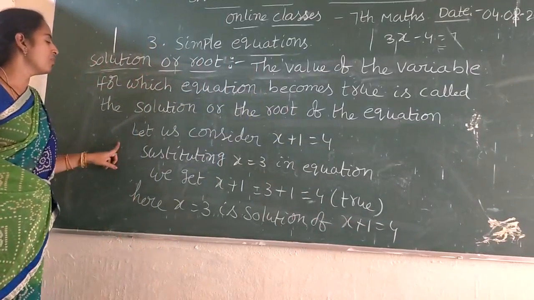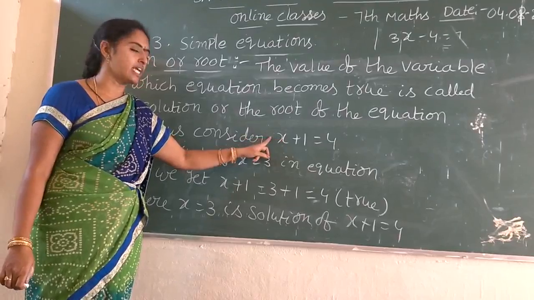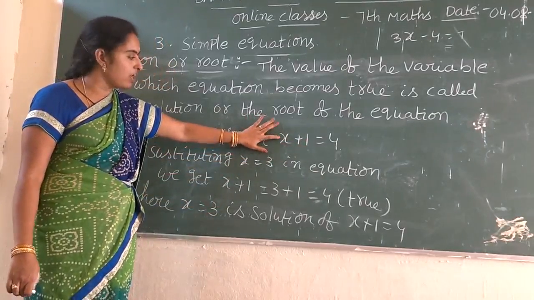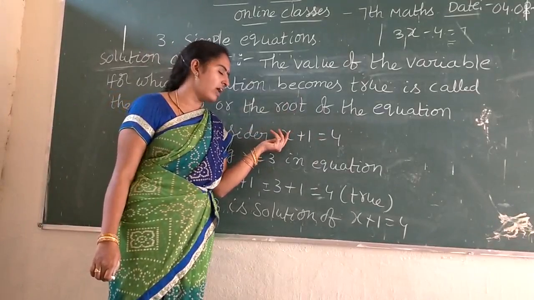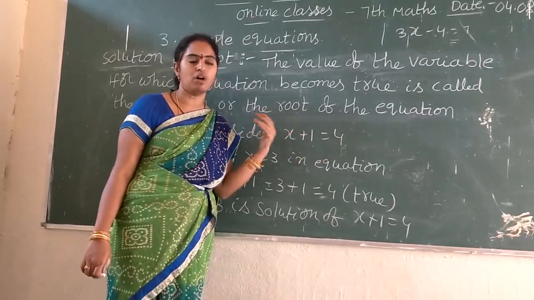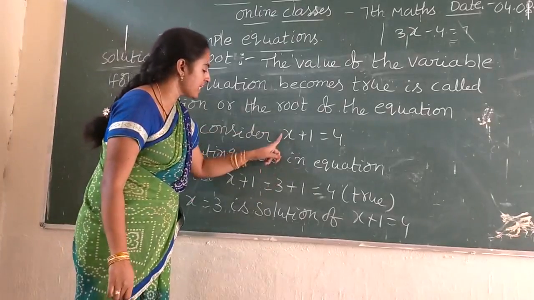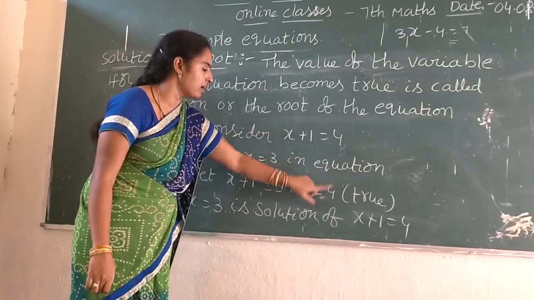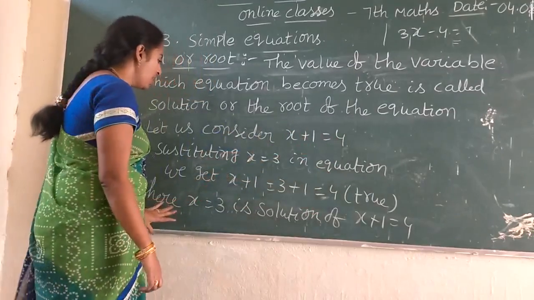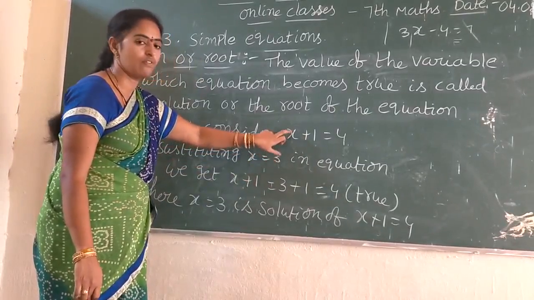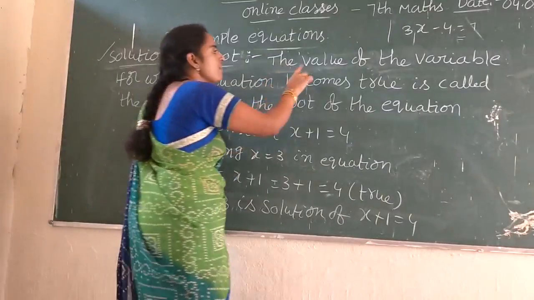So in this way we have to find the solution of an equation. Consider this equation x plus 1 equal to 4. The value of the variable which makes the equation true is said to be the solution of the equation. Here we guess the value 3, for which x plus 1 becomes 4. Substituting x equal to 3, we get 3 plus 1 equal to 4. This is LHS, 3 plus 1, 4. RHS is also 4. So the equation becomes true. So here x equal to 3 is the solution of the given equation x plus 1 equal to 4. So we write: the solution or root of an equation is said to be the value of the variable.